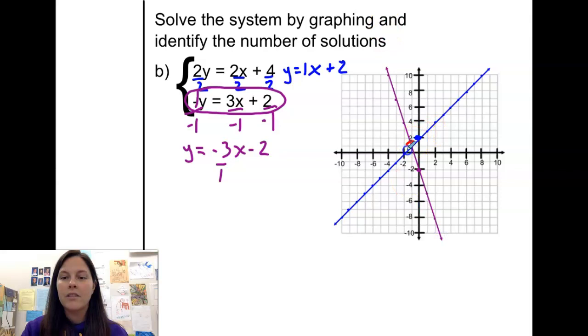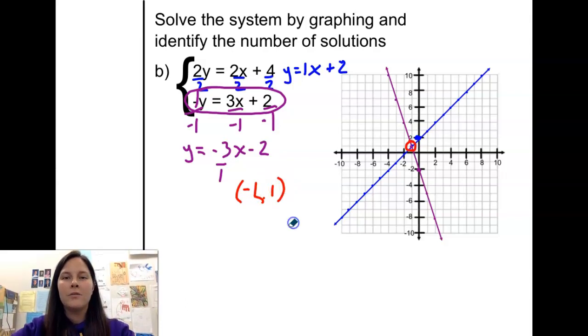Noticing my point of intersection right here, my lines meet at -1, 1. So I'm going to write that solution as an ordered pair. -1 was my x value, and 1 was my y value.